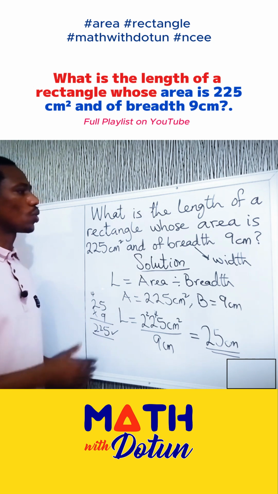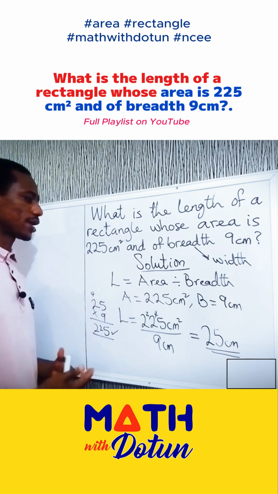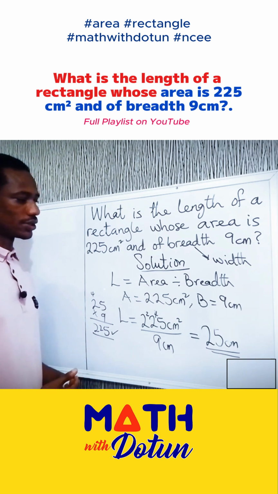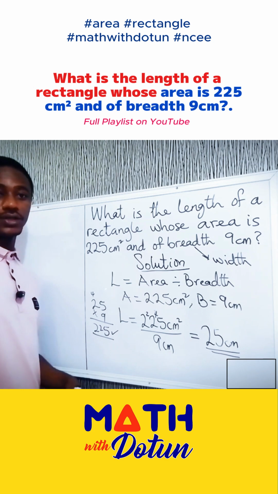So what is the length of a rectangle whose area is 225 centimeters squared and the breadth 9 centimeters? We divide the area by the breadth and then we have 25 centimeters.